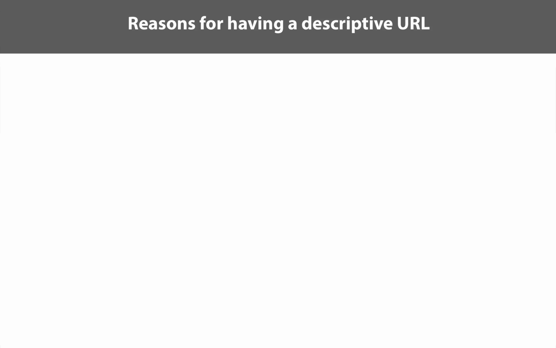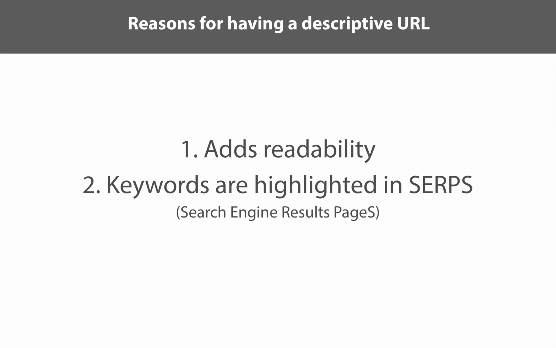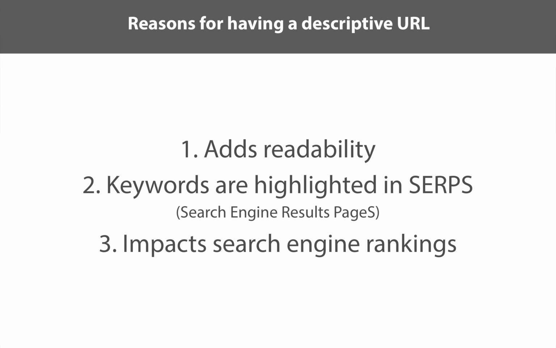One is readability, so if a user sees the URL, they have some idea about what kind of content they'll be taken to if they click it. Another is that when URLs show up in search engine results, the keywords that the user searched for are highlighted in the URL, as well as the content snippet. And also, even though the exact amount of effect that it has is really unknown, having keywords in the URL has some impact in search engine rankings.